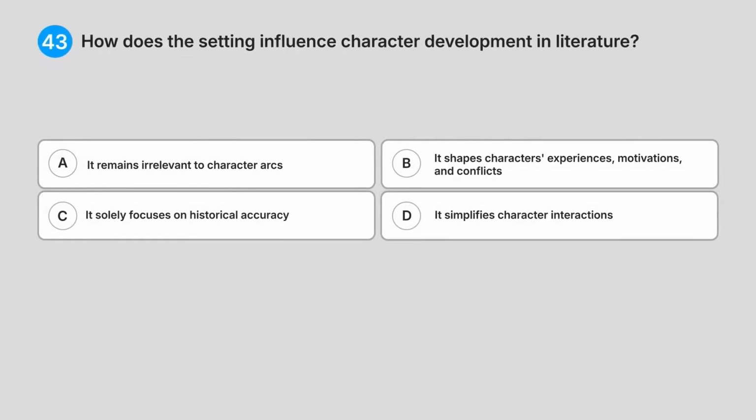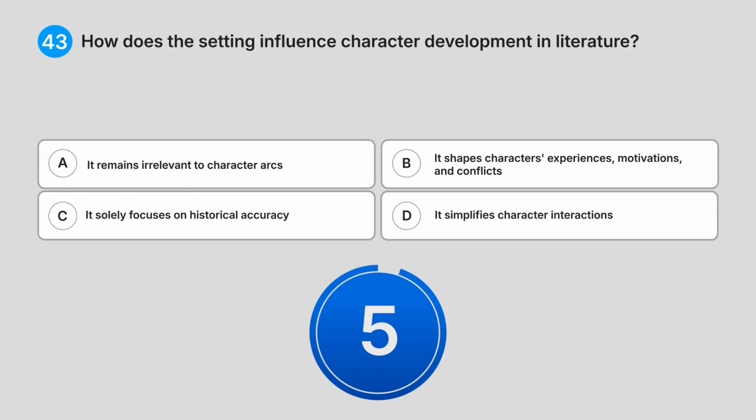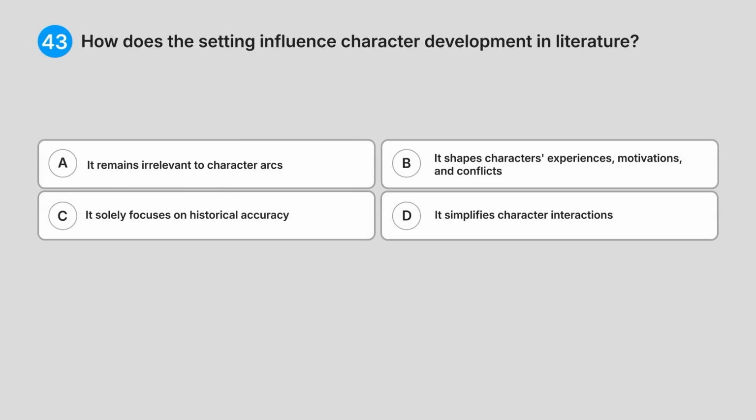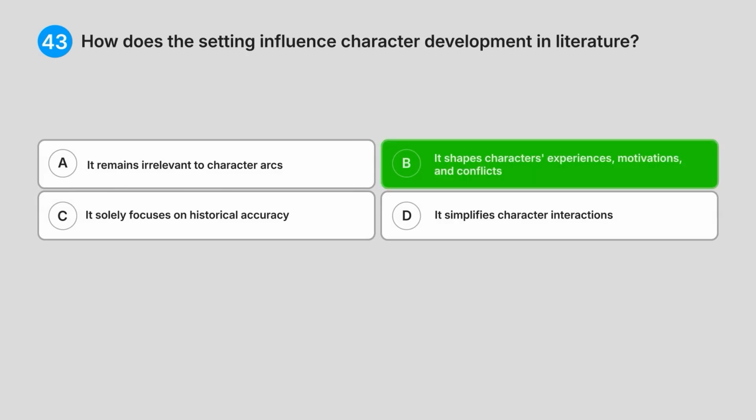43. How does the setting influence character development in literature? A. It remains irrelevant to character arcs. B. It shapes characters' experiences, motivations, and conflicts. C. It solely focuses on historical accuracy. D. It simplifies character interactions. Can you guess the answer? Correct answer, B. It shapes characters' experiences, motivations, and conflicts.